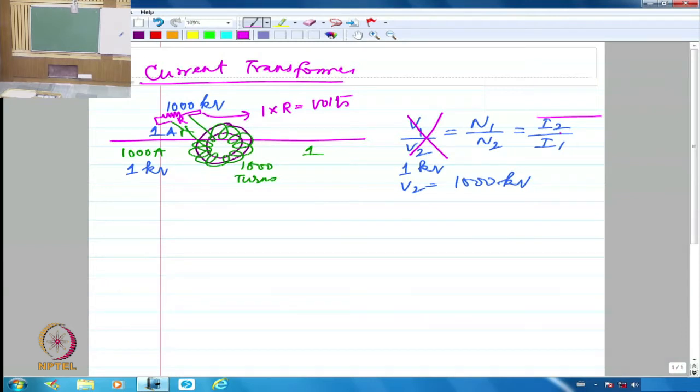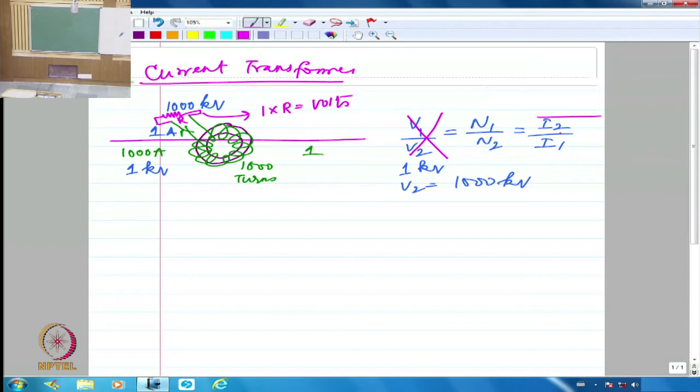Because V2 becomes 0, it doesn't make any sense further. So you are going to have basically V1 by V2 absolutely not valid in the case of a current transformer. Just to reiterate, we had talked about the open circuit test and short circuit test of a transformer. Under open circuit test condition of a transformer, only V1 by V2 equal to N1 by N2 is valid. No question of I1 by I2 because I2 is 0.